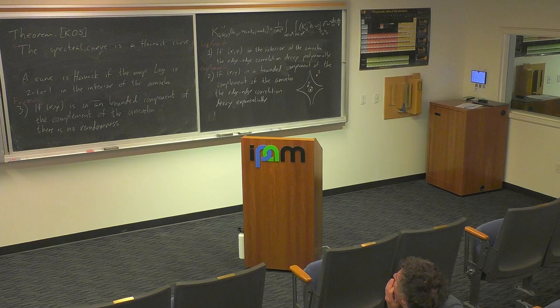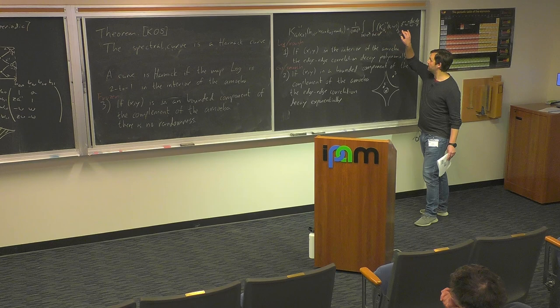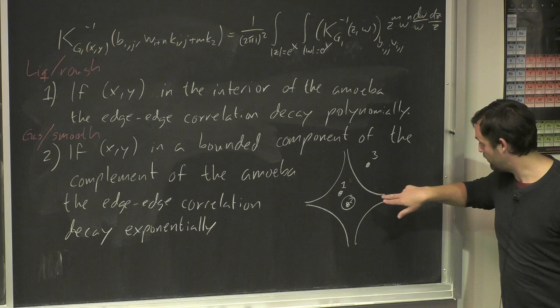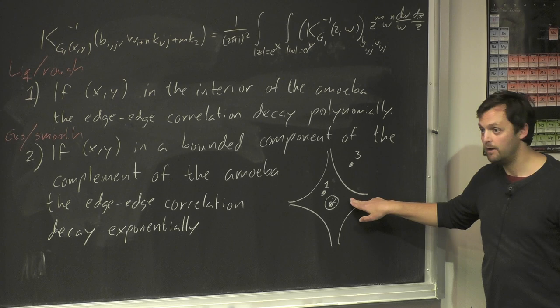So these translation invariant Gibbs measures are parameterized by points in R2, but depending on the location, it either corresponds to the liquid region, the gas region, or the frozen region. And this is captured by the amoeba. This is the phase diagram, which is in the amoeba.